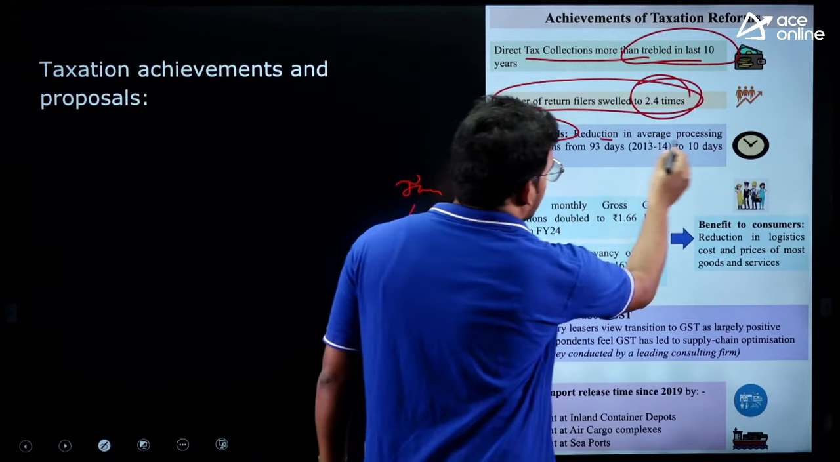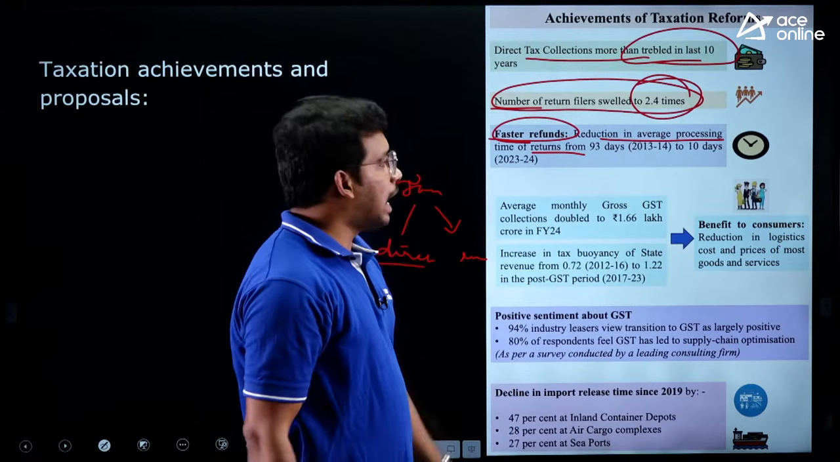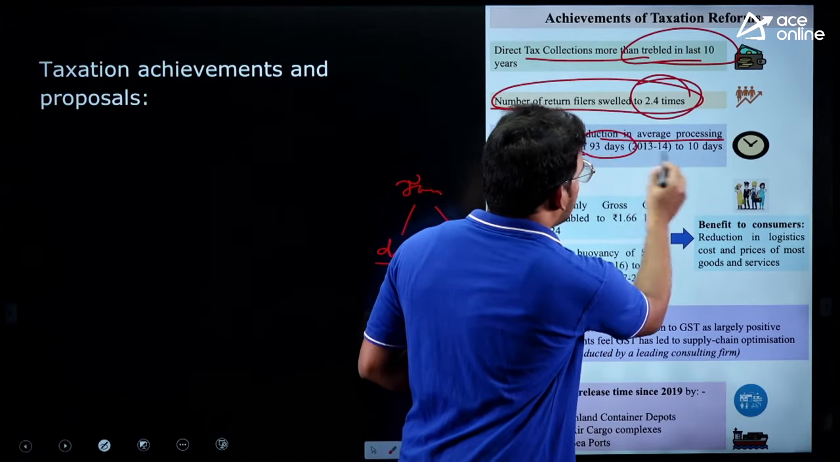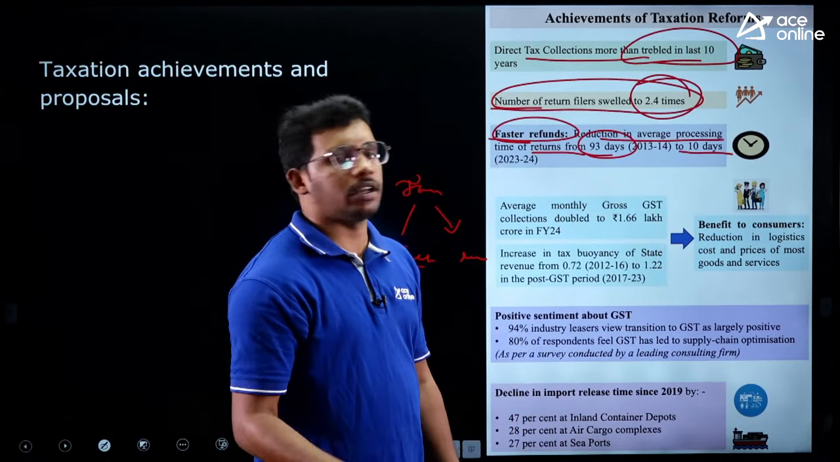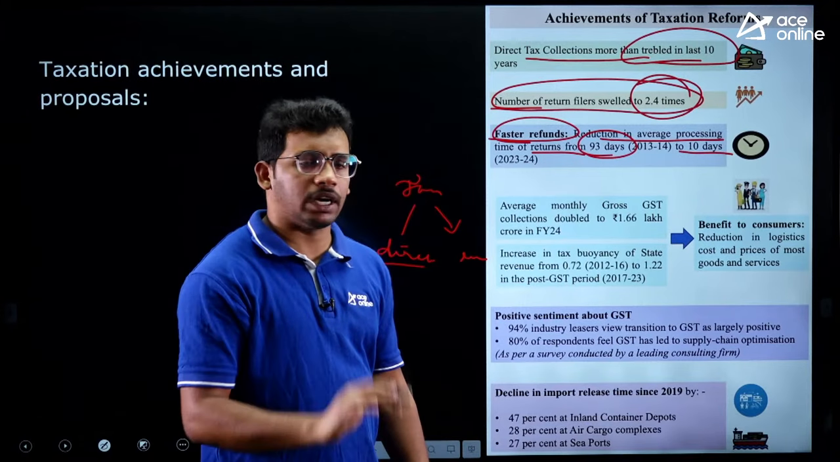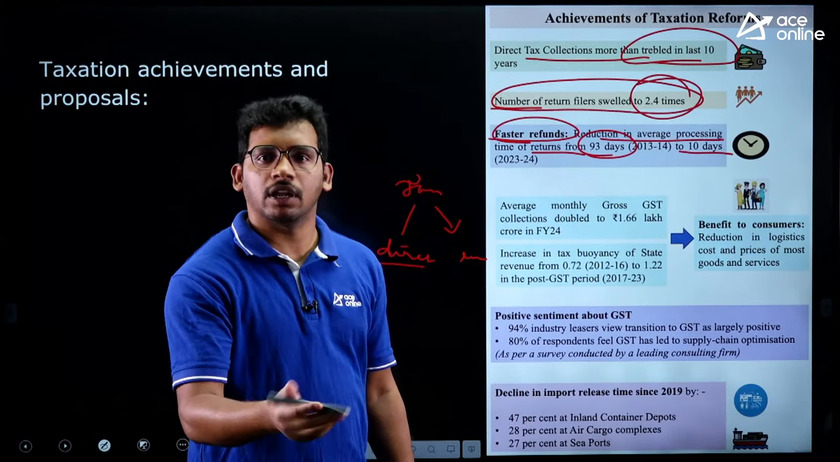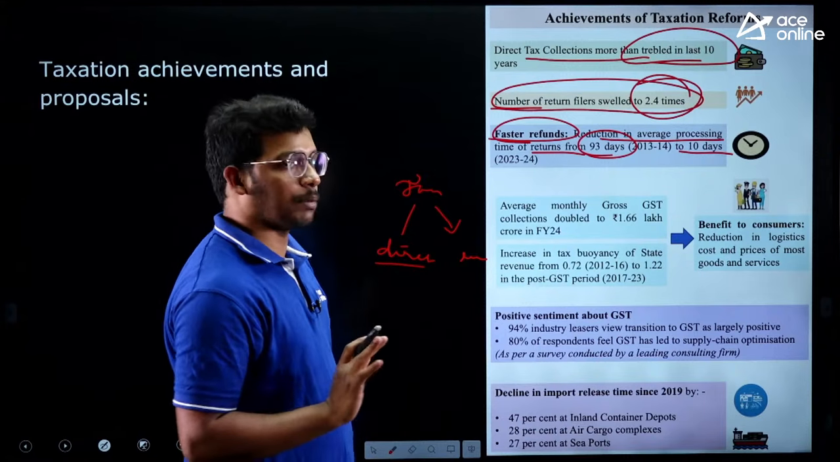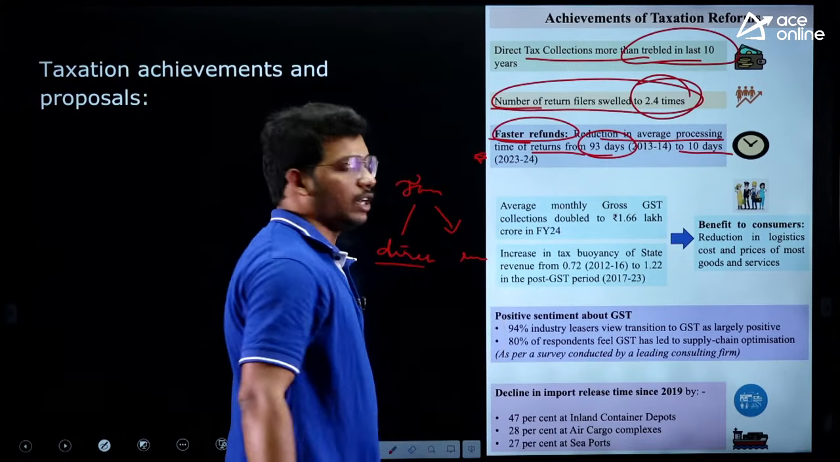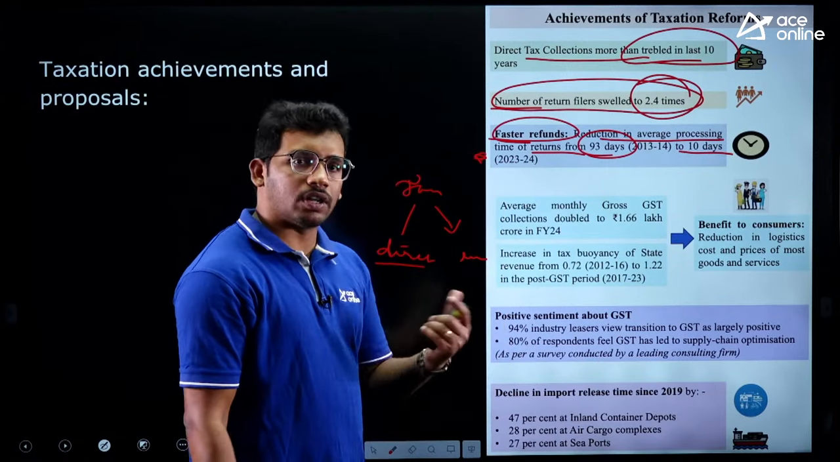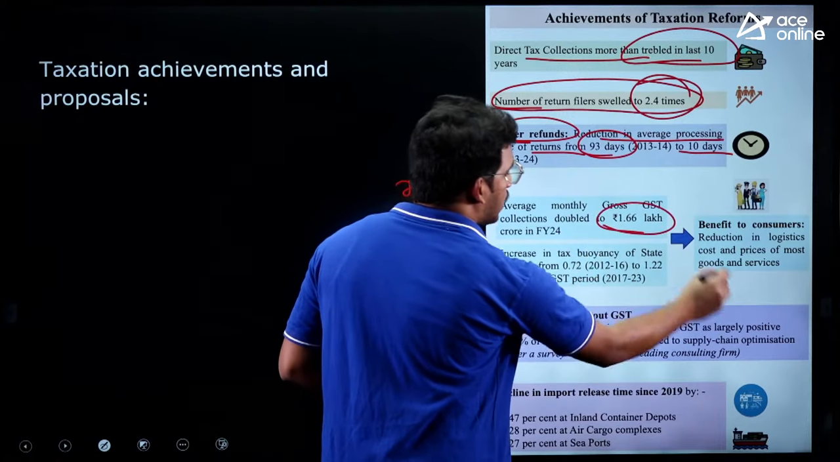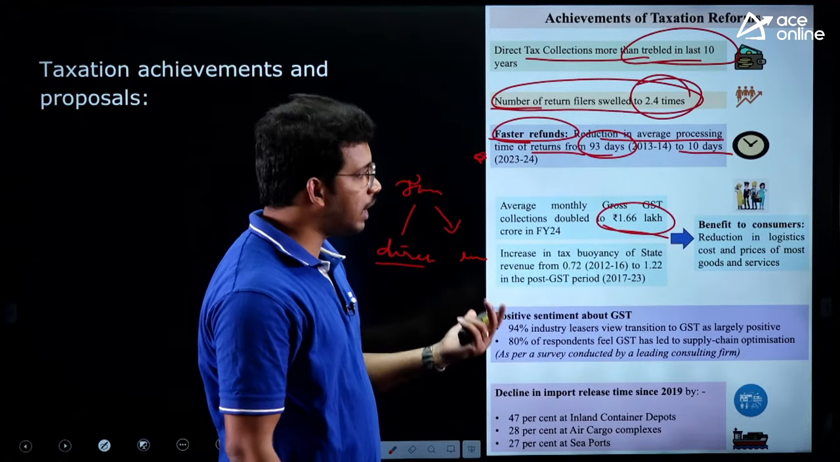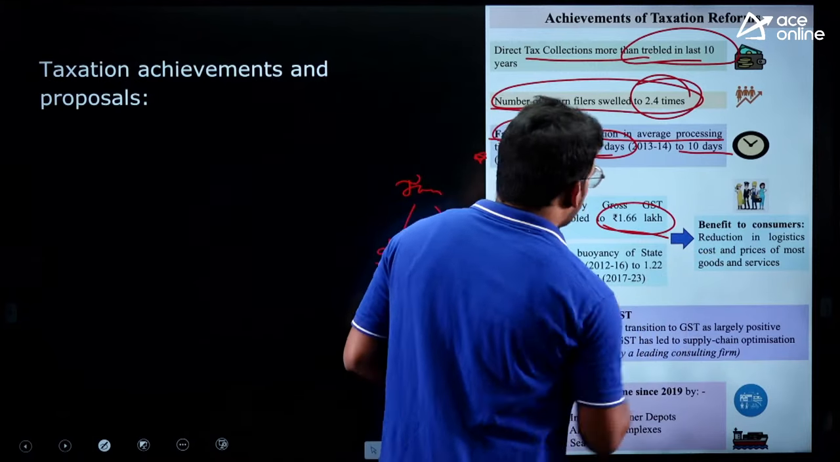So the average processing time for returns has been reduced from 93 days to 10 days. So the corporates, the people, whoever is paying taxes, are immediately getting their refunds after the final deadline, which the government has kept, which is again a very good sign. And then average monthly gross GST collections stood at 1.66 lakh crore, right? So that is also a good thing.